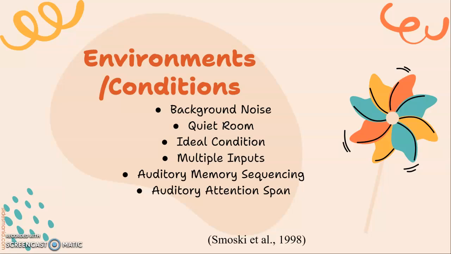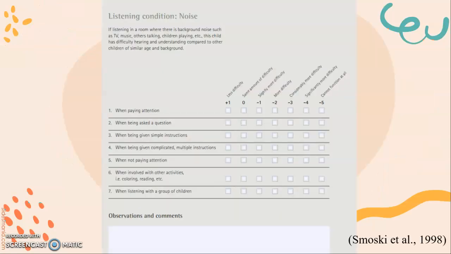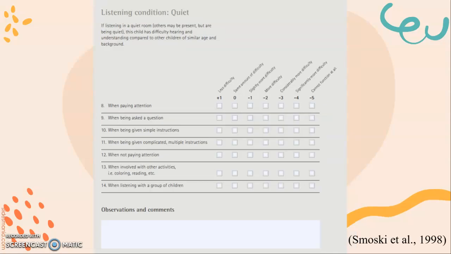The next 6 parts are the environments or conditions that are being asked about. Each have an introduction, the condition and environment, the questions, and then a section for observations. The first one of these is the background noise. You will see that the first 2 sections have the same questions, but different listening conditions. For the noise section, you answer the questions regarding background noise. For the quiet section, you answer questions regarding a quiet environment.